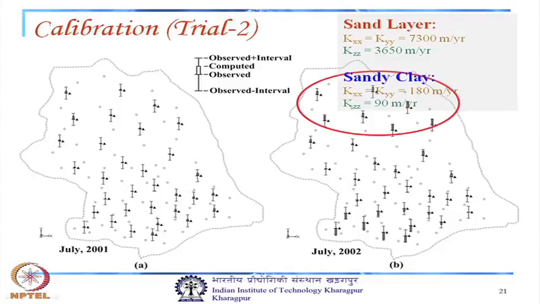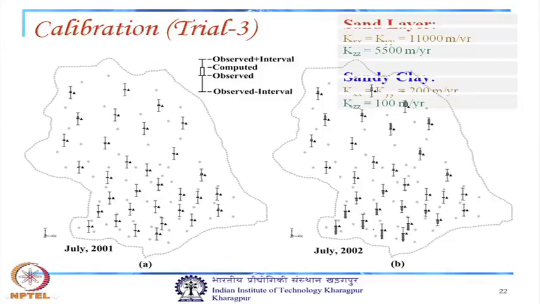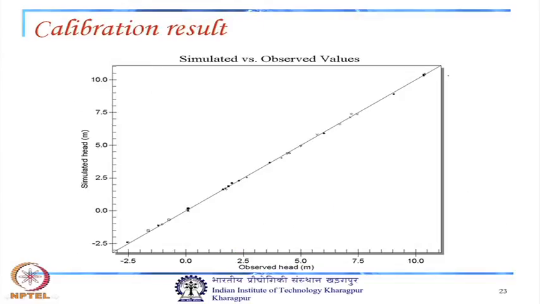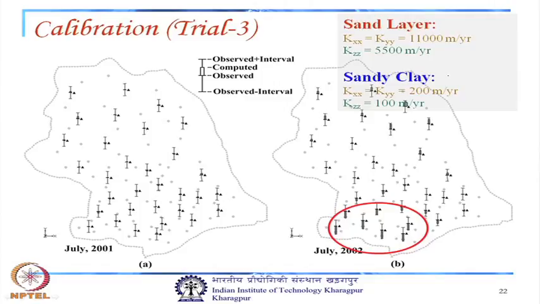So, in calibration trial 2, it has also been found that there is deviation in the lower portion, or Vidyavalur region, and in the third trial also it is not matching. So, in case of 2001 it is almost matching with the actual one.